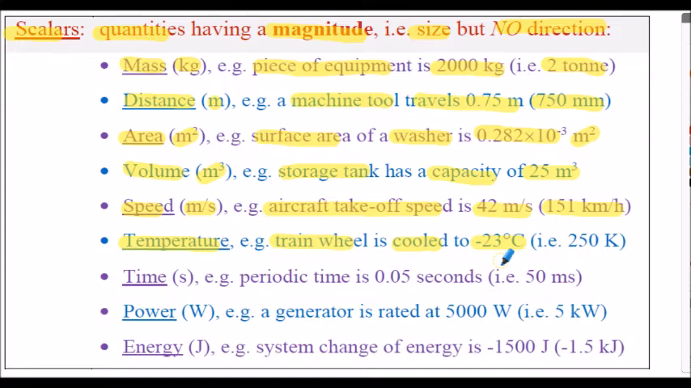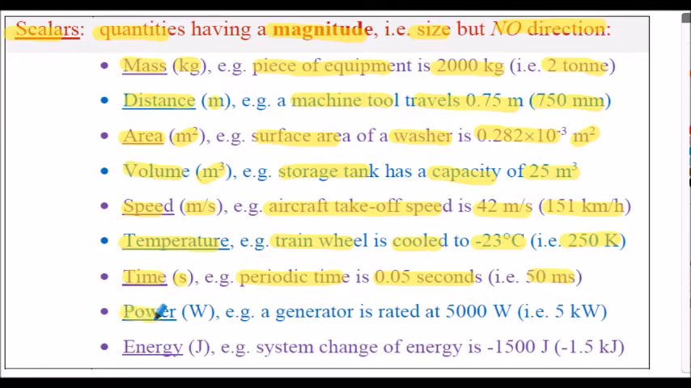In the SI system, temperatures are measured in Kelvin. So adding 273 to the degree C temperature, we find in Kelvin that's 250 K. We review the Kelvin scale in other presentations. Time in seconds in the SI system, so the periodic time is stated as 0.05 seconds or 50 milliseconds, again scalar quantity.